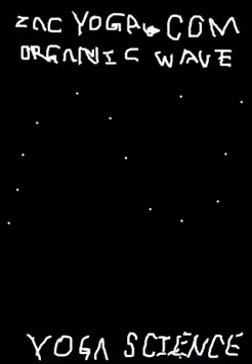Zach Yoga here. This is Yoga Science, and now we're talking about the organic wave, the algorithmic wave of life. All things are made of this wave. And in the last video, we showed you the arc, the energy arc. So this wave is made up of 4 energy arcs, and I'll put them in right now.